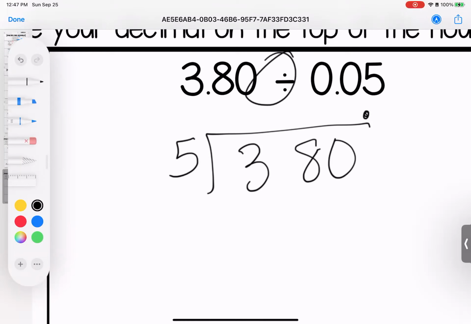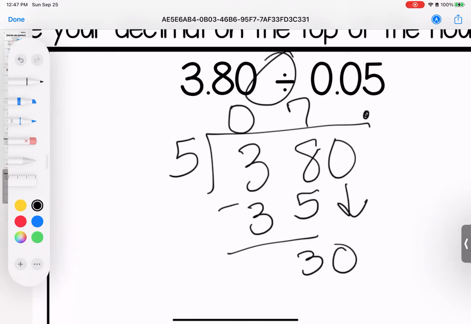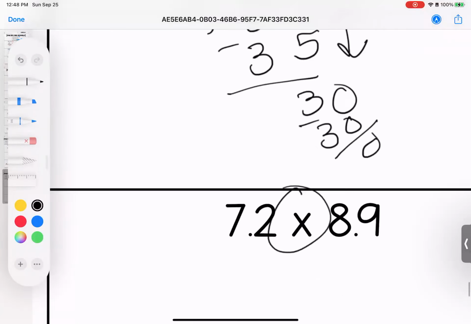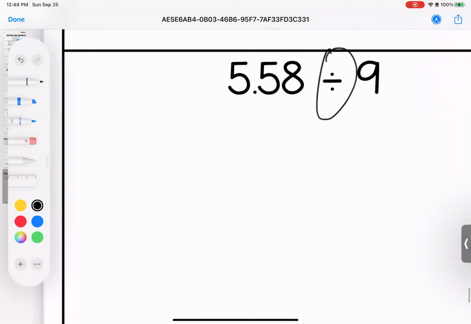Let's see. 5 goes into 3, 0 times. 5 goes into 38, 7 times. 5 times 7 is 35. When I subtract, I have 3, bring down the 0. 5 goes into 30 6 times. Don't need this decimal, right? Our answer is just whole number 76, but we know with any whole number, it always has a decimal at the end. We might just not have it in place, but we know that it's there. All right, next division question.